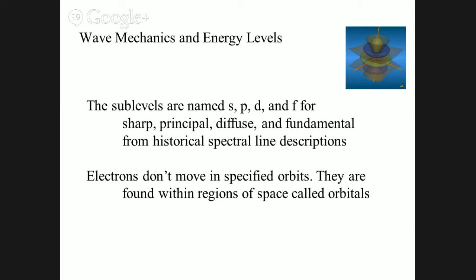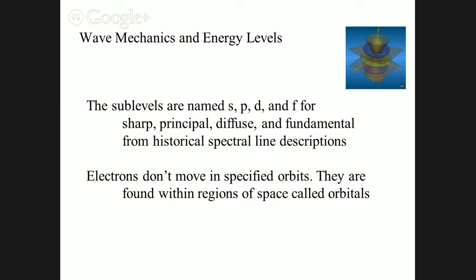Some of the lines were narrow or thin, some were a little bit broader, some very sharp, some kind of fuzzy. That's where these 4 names are coming from. It is important, however, to remember that electrons don't really move in specified orbits, say the way the planets go around the sun. They are found in regions of space.